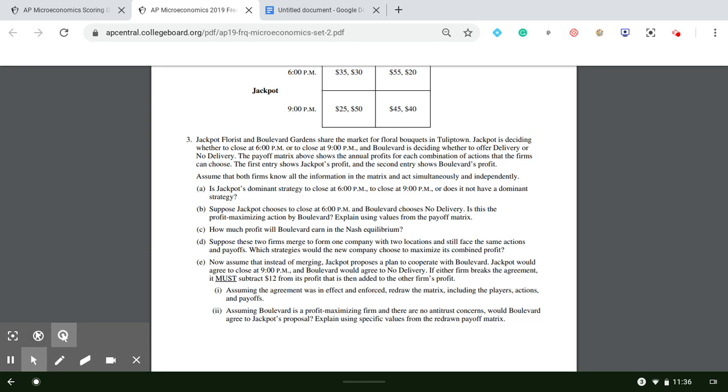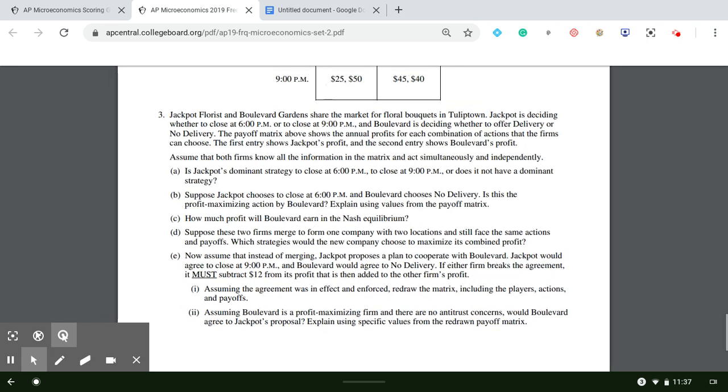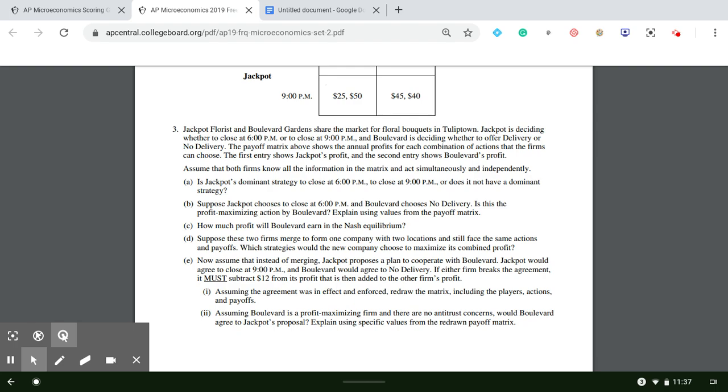Terrific. Now assume instead of merging, Jackpot proposes a plan to cooperate with Boulevard. Jackpot would agree to close at 9 p.m. and Boulevard would agree to no delivery. If either firm breaks the agreement, it must subtract $12 from its profits, and that is then added to the other firm's profit. Assume the agreement is in effect and enforced. Redraw the matrix showing the players' actions and payoffs. Assume Boulevard is a profit maximizing firm and there are no antitrust concerns. Would Boulevard agree to Jackpot's proposal? Explain using specific values from the redrawn payoff matrix.